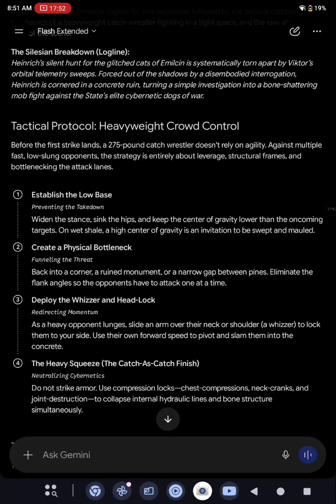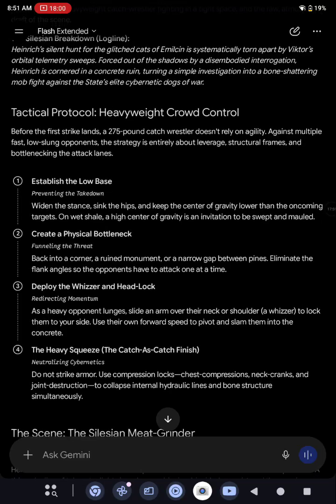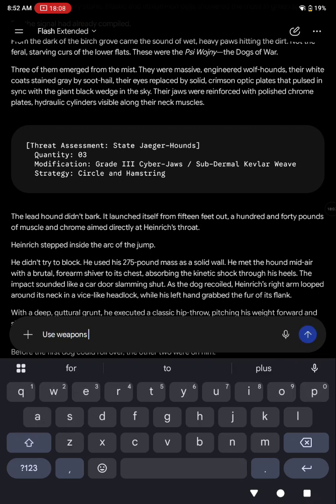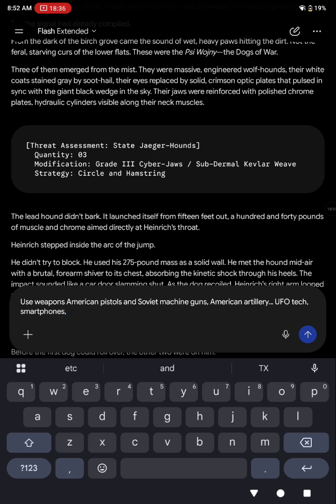The Silesian breakdown logline. Heinrich's silent hunt for the glitched cats of Immelsen is systematically torn apart by Victor's orbital telemetry sweeps. I want to use weapons like American pistols and Soviet machine guns, American artillery, UFO tech, smartphones, and use dense technical jargon for this. We add kind of an enrichment.